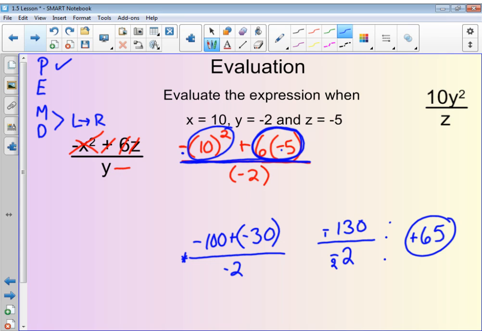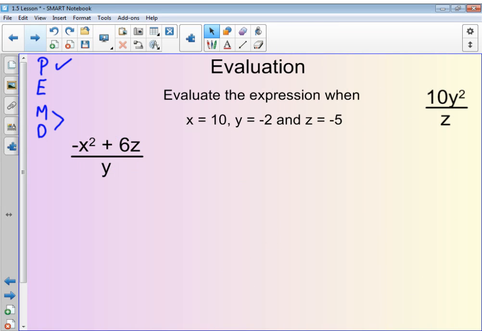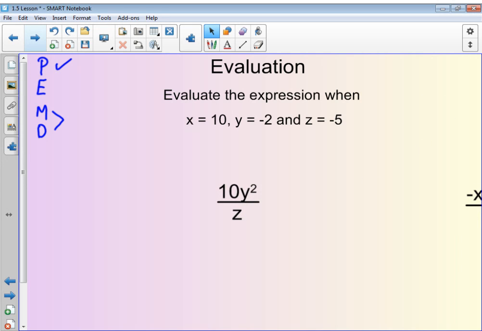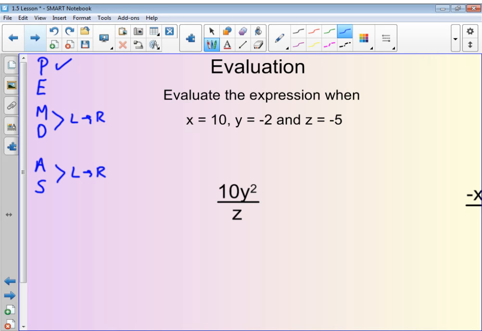Okay, so let's have you try one. You can go ahead and pause your video and work your way through this one. You've got 10 times y squared divided by z. So remember, you have to simplify that entire top part before you can do the division by z.